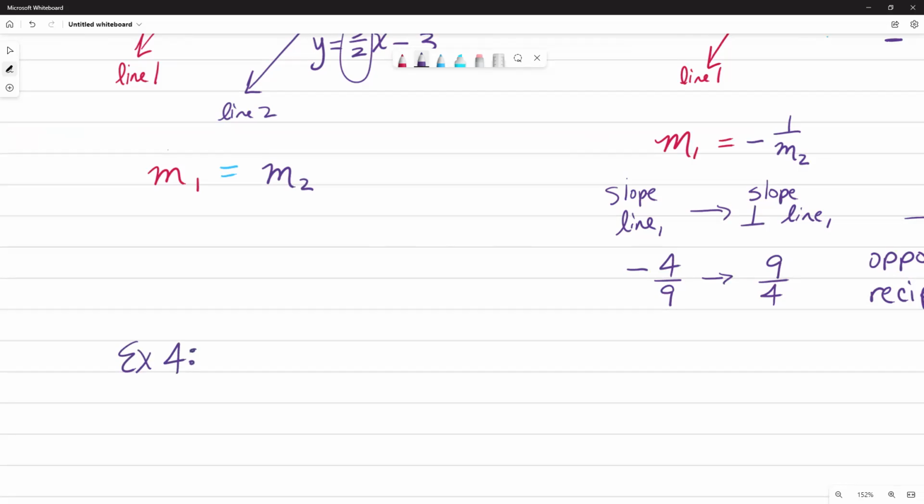Okay, so write the standard form equation of a line passing through point (-2, 3) and parallel to x plus 2y equals 8.